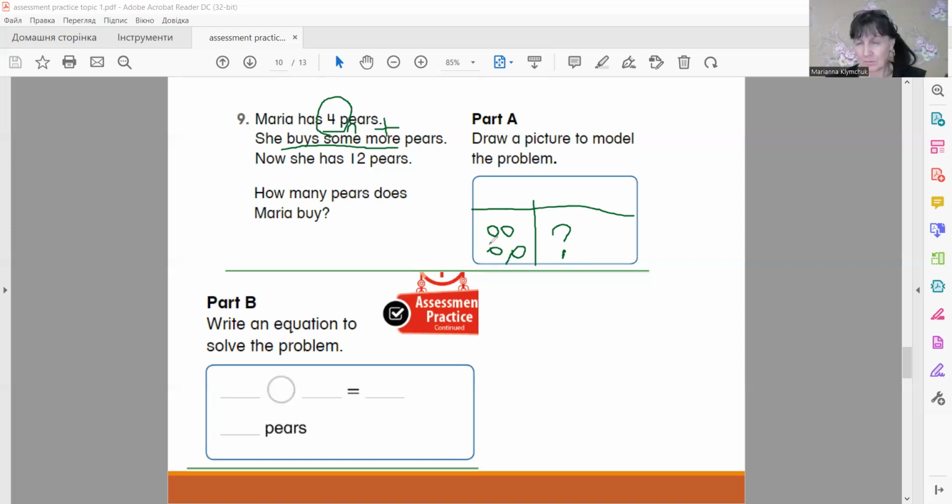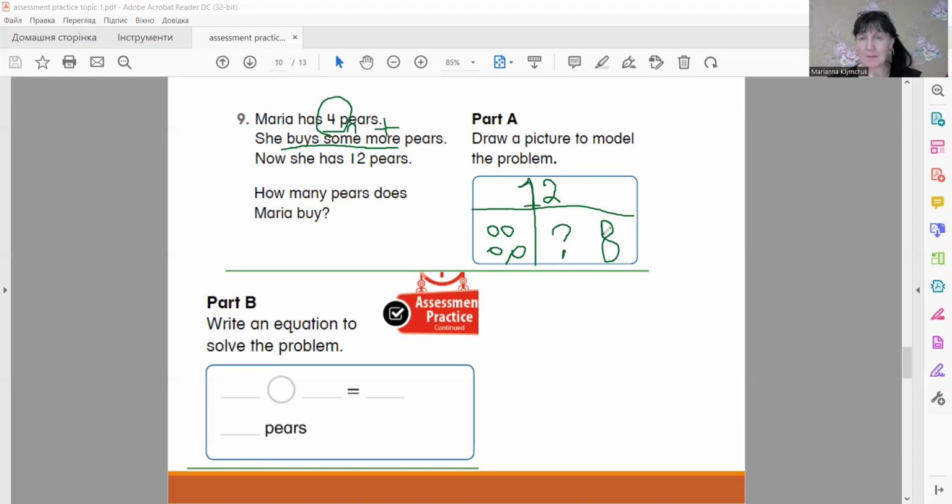So we need to count till 12. What number? 4 plus how many more to get 12? 4 plus something. We have 12. Okay, let us count. 4 in our head. 5, 6, 7, 8, 9, 10, 11, 12. I stop at 12. How many more? I have 8. You have 8. Everything we do using our fingers. Okay, of course you may use your head, but now it's easier to do like this, okay?